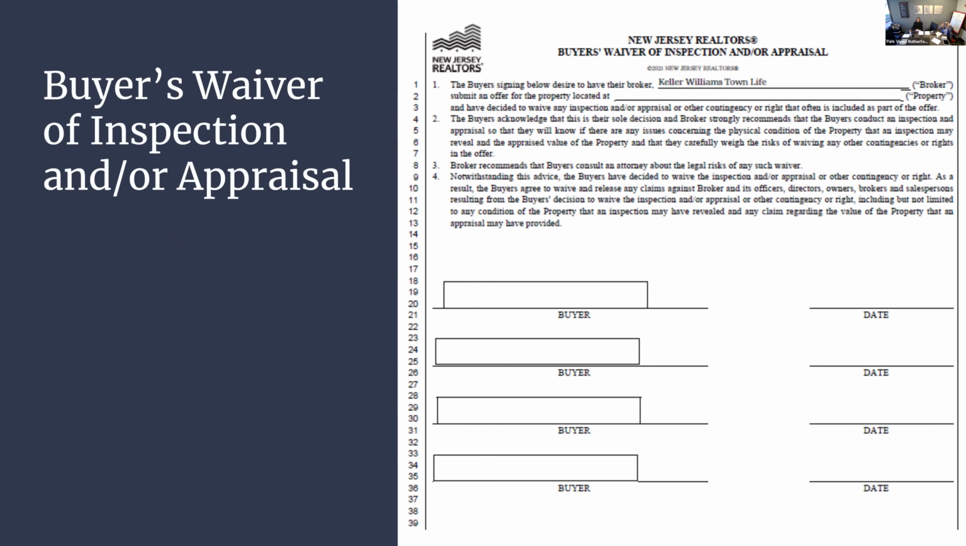Here's the form for buyer's waiver of inspection and or appraisal. If your buyer is waiving home inspection, first of all, it's a lengthy conversation on why they would do that. They should definitely keep an inspection contingency to give them the option to walk away in case the property needs a lot of repairs. And when it comes to appraisal, the buyer should have the option to stick to the appraised price of the property and not overpay for the property.